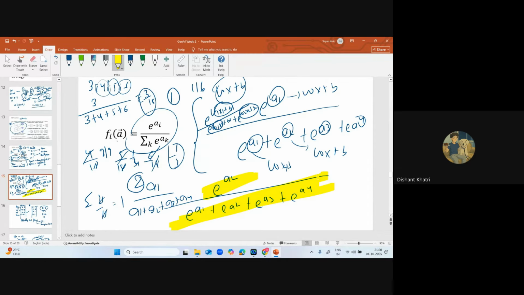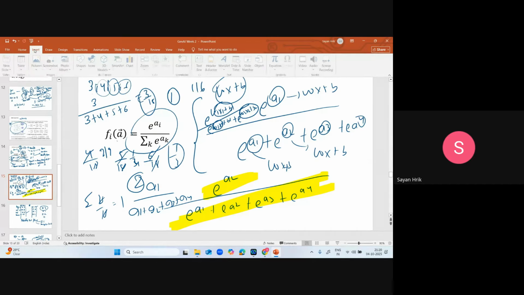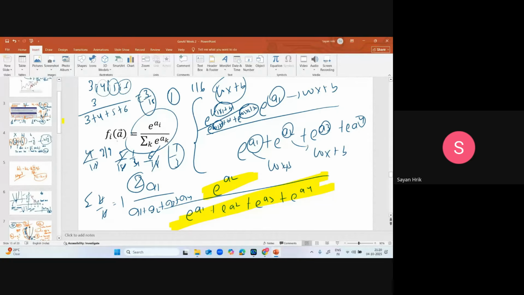Okay. Sir, will you please explain back propagation? Yeah, I'm coming to that. See, back propagation is pretty simple. It is just gradient descent. That is back propagation. You're updating the weights and biases, right?